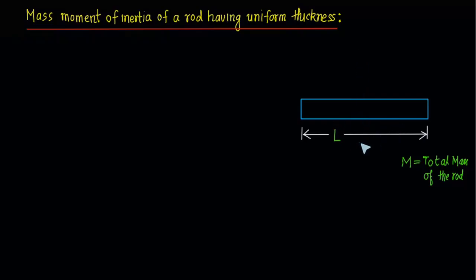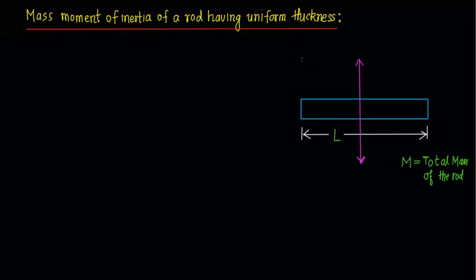There are two possibilities of axis. The first axis may pass like this through its center. Here there will be the center of this particular rod and the axis may pass like this. This is the axis about which it may rotate. This is one possibility, friends. Another possibility is that you may have an axis at its end.